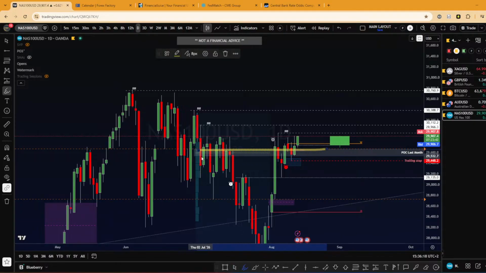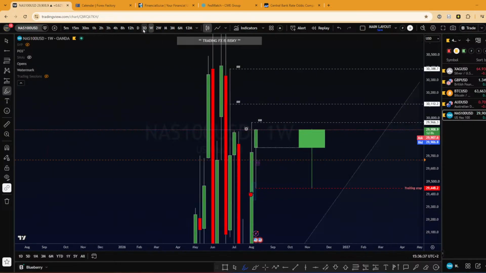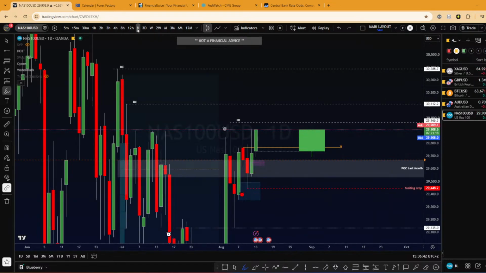I wanted to see a hold above this point of control from the last month, which represents a nice zone of support. If we hold it, I think that we could potentially target from here, target this all-time high. So very interesting on Nasdaq. So on weekly we are bullish, monthly bullish, weekly bullish, daily we start to be bullish.